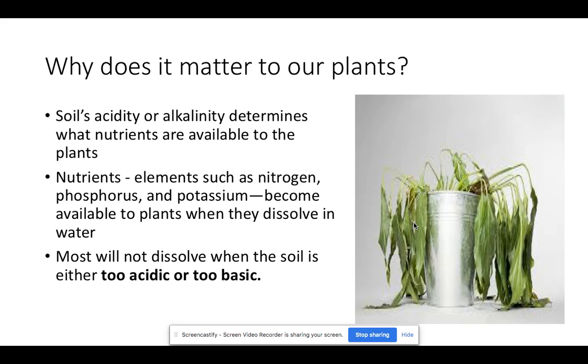The soil's acidity or basic alkalinity determines what nutrients are made available to plants. Nutrients like elements such as nitrogen, phosphorus, and potassium become available to plants when they dissolve in water. Most will not dissolve when the soil is either too acidic or too basic, which means that the plants won't be able to get the nutrients they need.